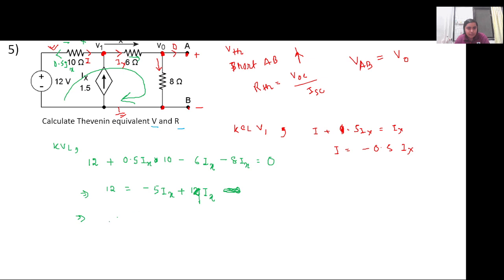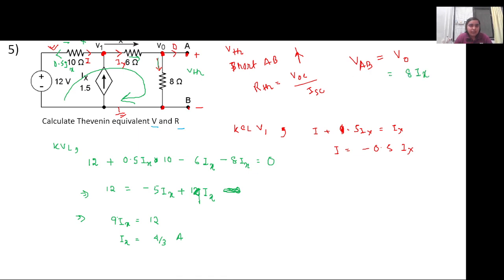So 14 minus 5 is 9 Ix. 9 Ix will be equal to 12. So Ix will be equal to 4 by 3. So we have solved for Ix, and the only thing that we need to find is the Thevenin's equivalent voltage across AB, which will be equal to 8 into Ix, as we have seen here.